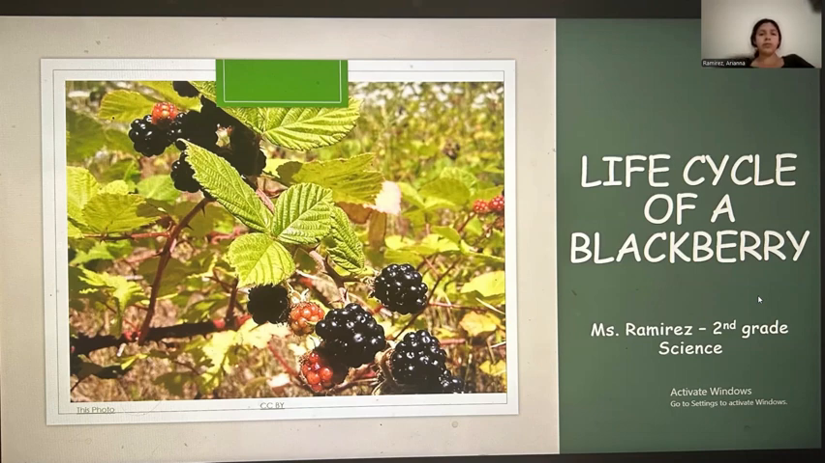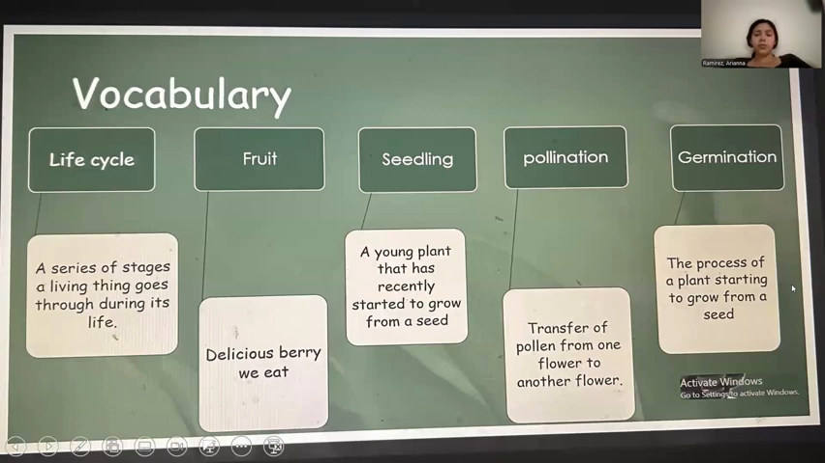Well, most you're missing a few pieces. Let's see and find out. The vocabulary. There's a life cycle. It's a series of stages a living thing goes through during its life.